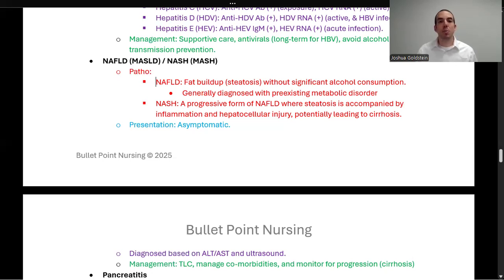How does it present? It's pretty much asymptomatic. You're not going to know it unless you go for labs or start to end up with really bad liver issues, at which point it's not going to be NAFLD, it's going to be cirrhosis or something like that. It's diagnosed based on AST, and ultrasound.